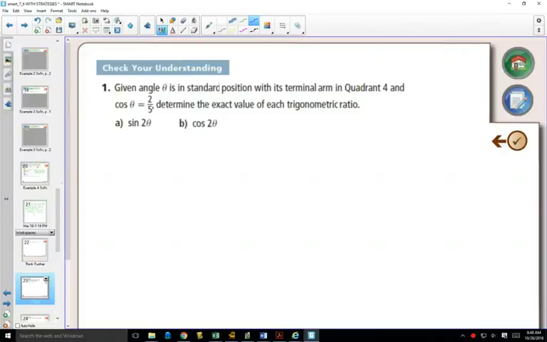So when we start reading this question, given angle theta is in a standard position with its terminal arm in quadrant 4 and cos of theta equals 2/5. At this moment, before we even get to the place where it says what question, I'm hoping already, since we've done so many of these in chapter 6 and chapter 7, you've already got a strategy in your mind for what you're going to do, even before we've asked the question.